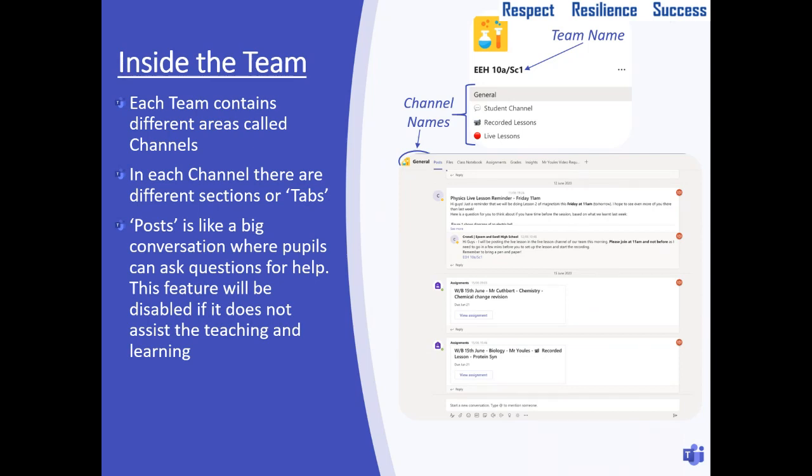It may be that for some of the teams, for some of the classes for your child, that area has been disabled, and that will just be if it's believed by the teacher that it wouldn't assist with the teaching and learning. Of course, if a student needed to contact their teacher and they weren't able to use the post section, then they could just send their class teacher an email.